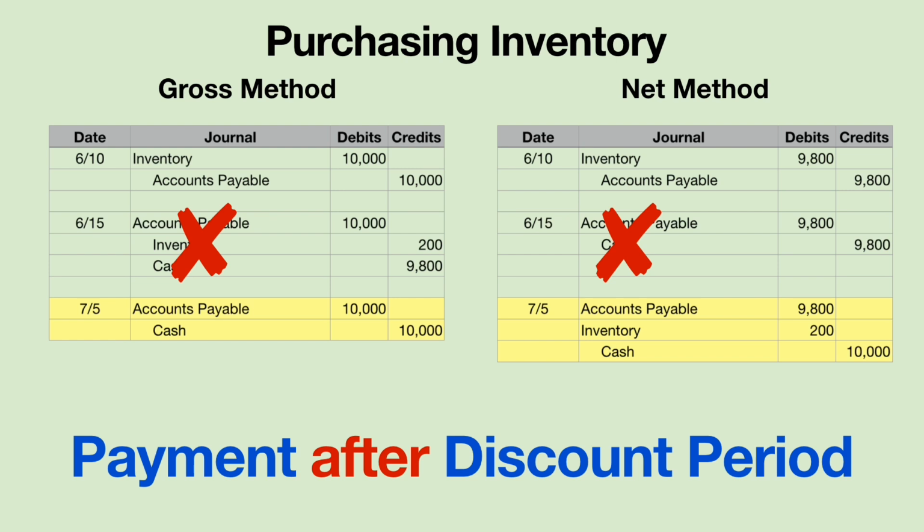You anticipated taking the discount, but since you're late after 10 days, then you have to debit accounts payable for the balance that you previously established, $9,800. But now you have to pay more than that. You have to credit cash for $10,000, and you have to plug the difference, $200, as an adjustment to the inventory account.